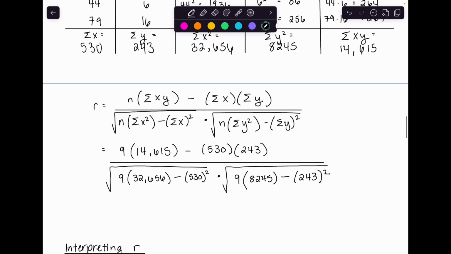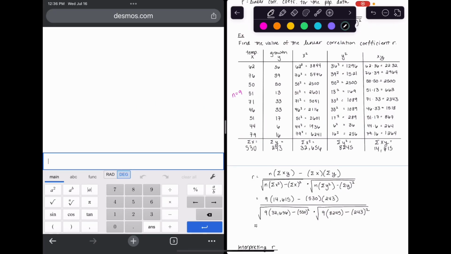Definitely a mess to plug into your calculator. So again, we are going to use Desmos for this. I need to start with a giant fraction, so I'm going to put in my fraction button. In the top, I have 9 times 14,615. Then we subtract 530 times 243.